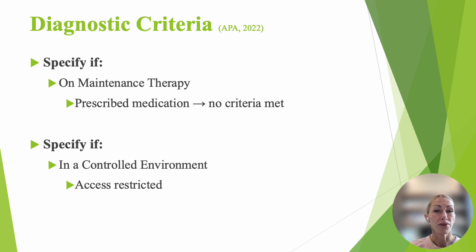Next is in a controlled environment. This is another specifier which applies when an individual is in a setting where access to opioids is restricted, such as a rehabilitation facility, hospital, or correctional institution. In these environments, opioid use is limited, not necessarily by choice, but by external factors.